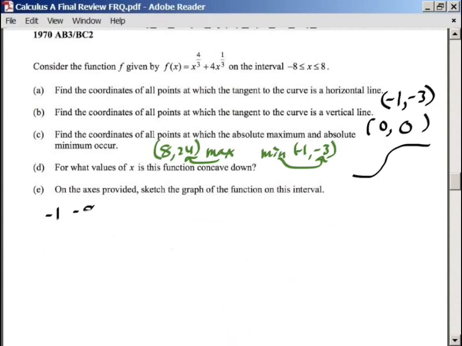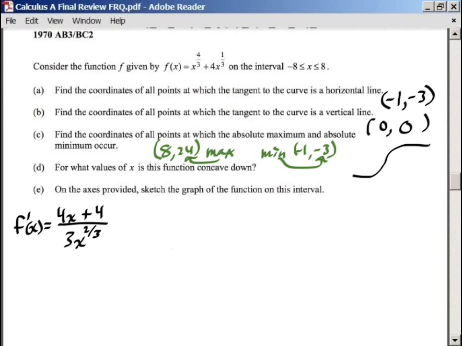All right, so let me clear all this and then do the rest of our business. This says, for what values of x is the function concave down? So what do we need to know if it's concave down? Double derivative. Okay, to find concavity, we're going to have to find a double derivative. So here's our f prime. Oh, that's nasty.